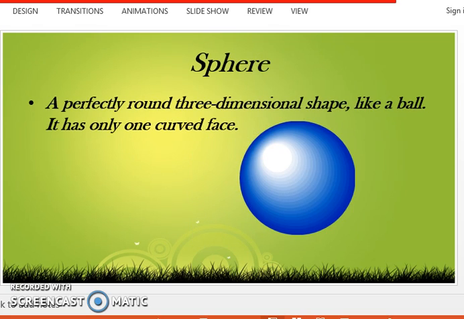Sphere, it's a perfectly round three-dimensional shape like a ball. It has only one curved face.